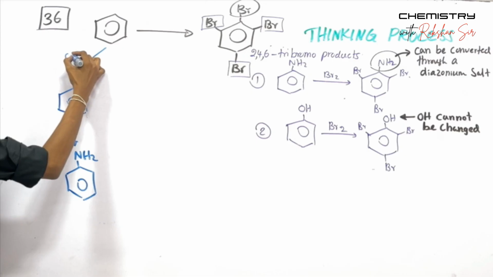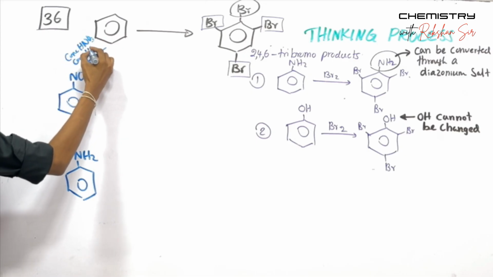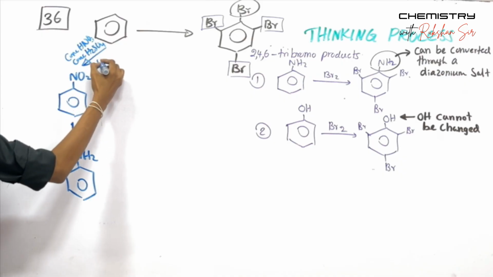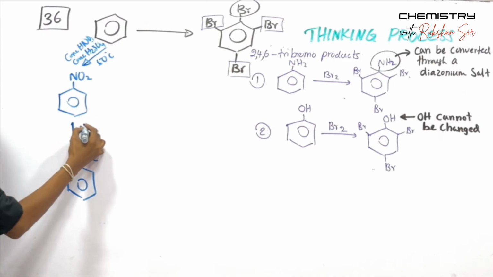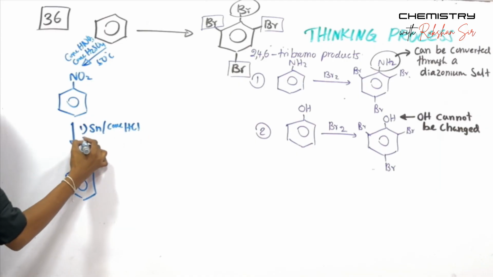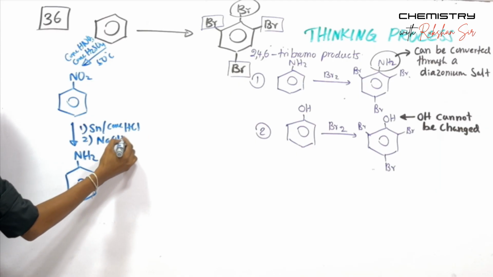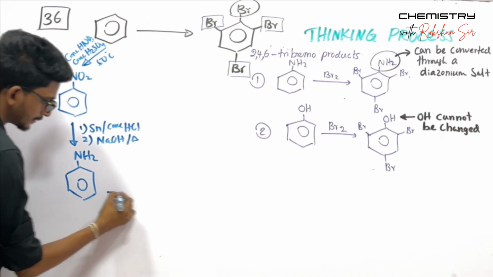Right, now, concentrated HNO3, concentrated H2SO4, at 50 to 60 Celsius. Then with concentrated HCl and Sn, heating. Now we can make the tribromo product.